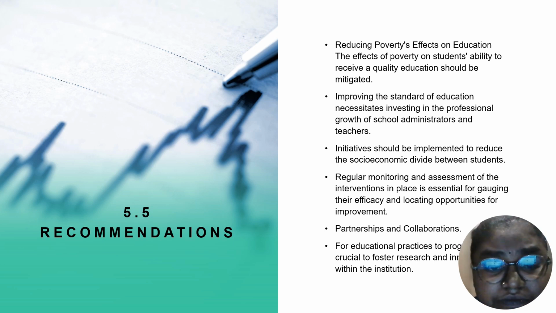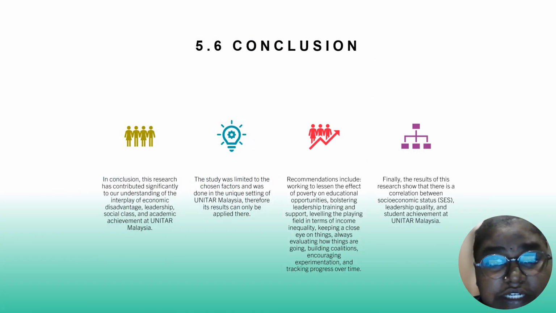UNITAR Malaysia may make a great step in improving the quality of education by adopting these suggestions. This step can help establish a welcoming and safe classroom setting where children may develop their full potential, acquire the skills they will need to succeed, and set themselves up for future achievement. Last but not least, conclusion. In conclusion, this research has contributed significantly to our understanding of the interplay of economic disadvantage, leadership, social class, and academic achievement at UNITAR Malaysia.